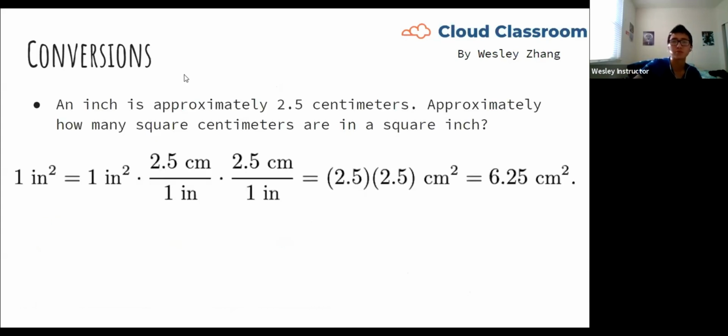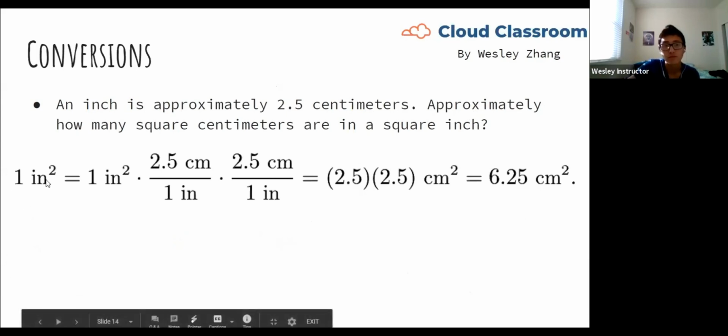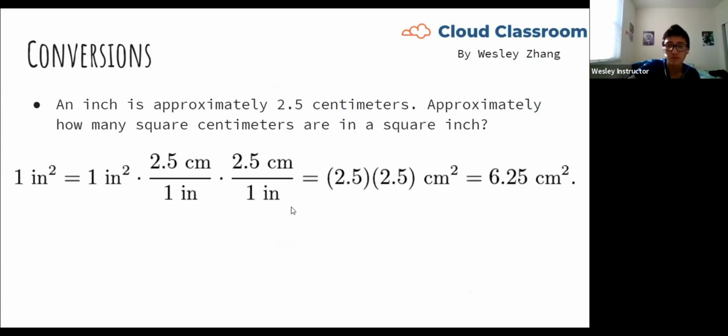All right, an inch is approximately 2.5 centimeters. Approximately how many square centimeters are in a square inch? So we set it up as usual. Like the last example, we use conversion factors. So 1 inch squared equals 1 inch squared times 2.5 centimeters over 1 inch times 2.5 centimeters over 1 inch. Because it's squared, we need to multiply it twice.